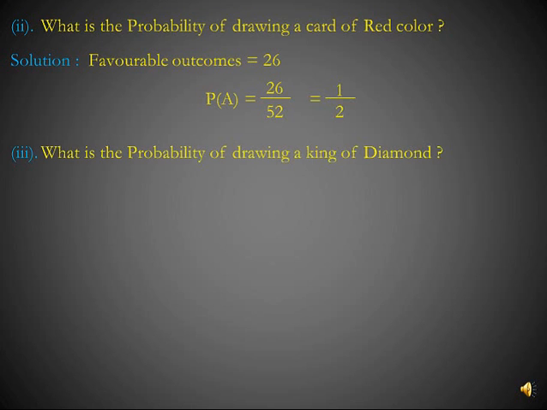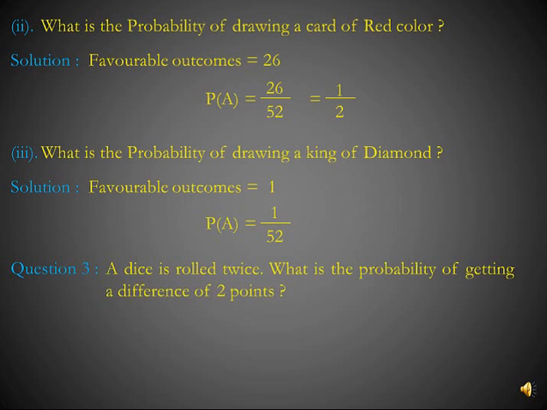Our third question is, what is the probability of drawing a king of diamond? As we have just learnt that there are 13 diamonds in a pack of 52 cards, and in those 13 cards we have one king. So favorable outcomes are 1 and probability of A will be 1 by 52.